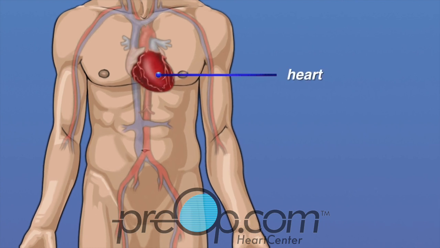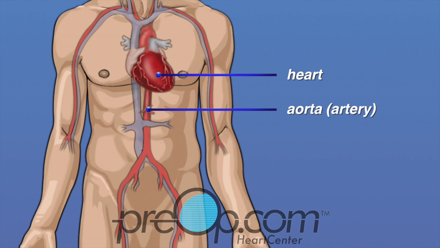Your heart is in the middle of your chest, under your ribs. It is the muscle that pumps blood to the rest of your body. Blood flows through tubes called blood vessels. The aorta is the largest artery in the body, and the blood it carries is rich with oxygen.